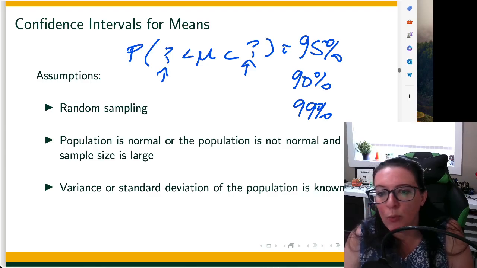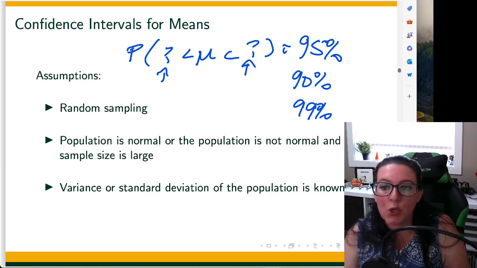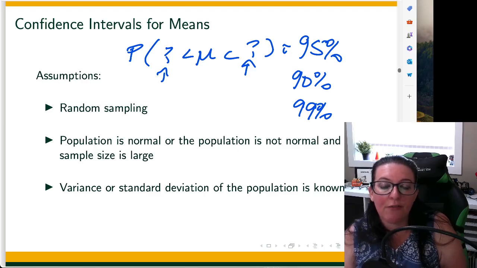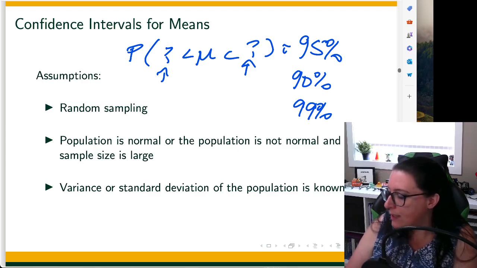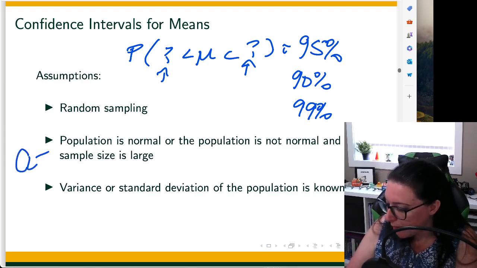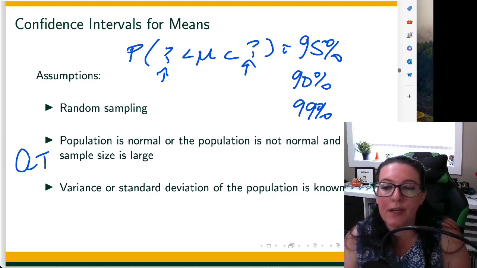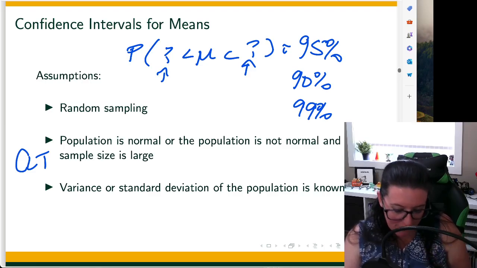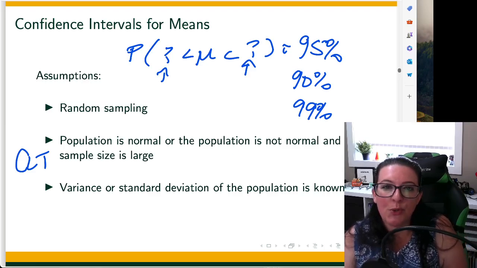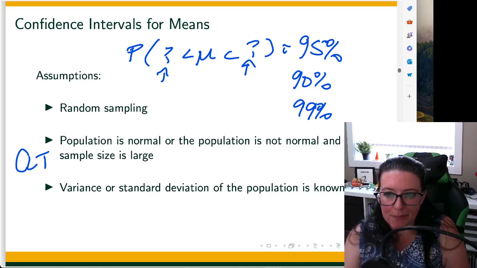The other assumption we are making is that the population is normally distributed, or that the population is not normal and the sample size is large enough that we can use that approximation. And so this is that central limit theorem that we talked about in previous videos. We need this assumption here for our confidence intervals in order to use that standard normal distribution.